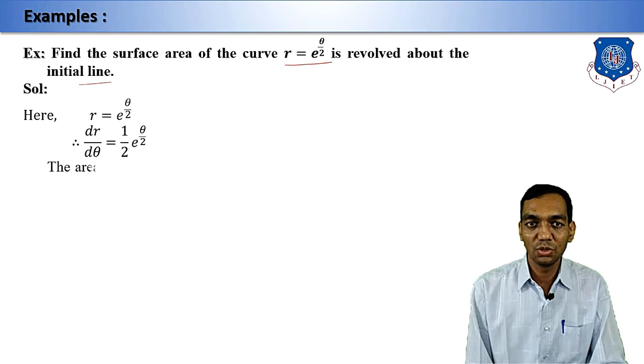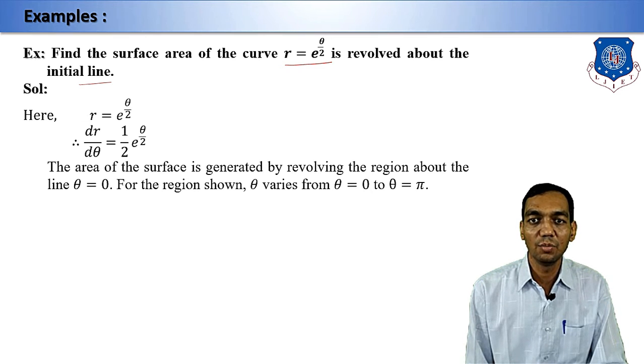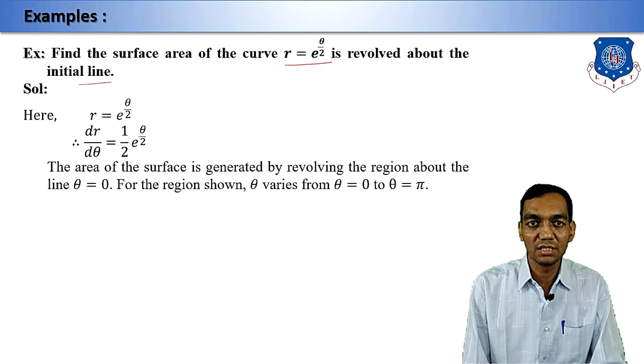So if you are going to put in the formula for the surface area generated by revolving the region about the line theta is equal to 0, where theta varies from, yes, here the limit of theta is not given, so please consider it as theta varies from theta is equal to 0 to theta is equal to pi.